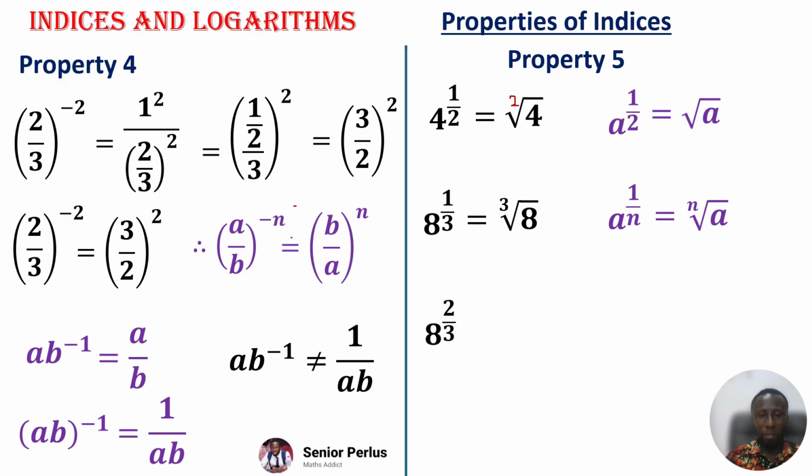What about this? 8 to the power 2 on 3. It can be written as what? So this one is the cube root, but this cube root is being multiplied by what? 2. So this can be written as this. This is how we write this. Okay. So the cube root of 8 all to the power 2. That's why we have this there. Very good. So now we are done with the properties.